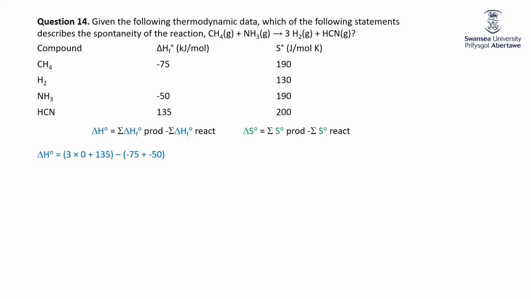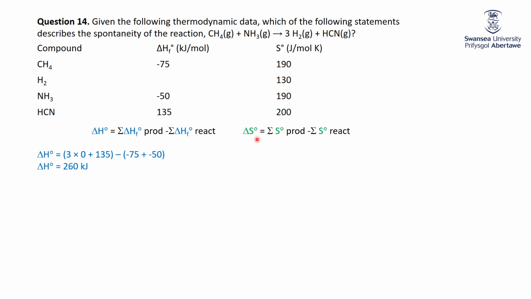So anyway, delta H, popping in the numbers: we've got 3 H2s for which the delta HF is 0. We've got 1 HCN for which the heat of formation is 135. We've got a CH4 for which the heat of formation is minus 75. We have NH3 for which the heat of formation is minus 50. So delta H is an endothermic reaction, 260 kilojoules.